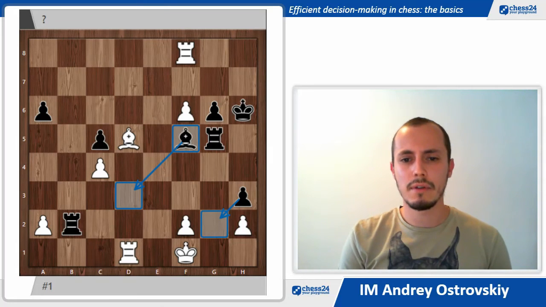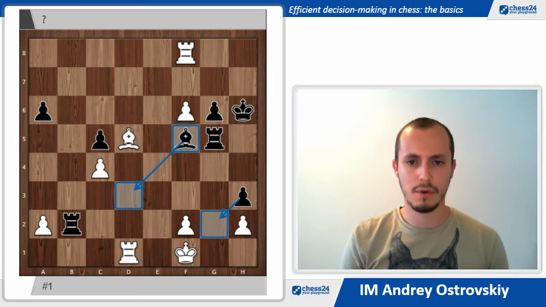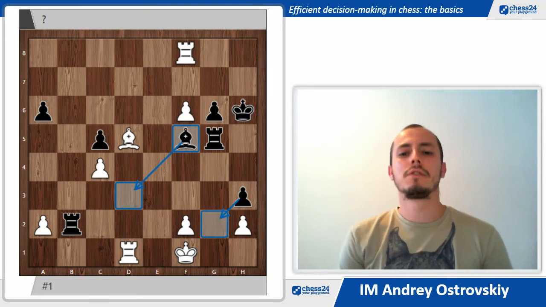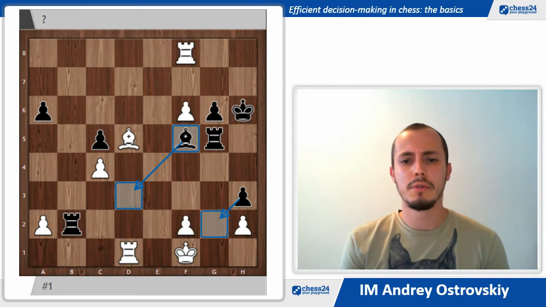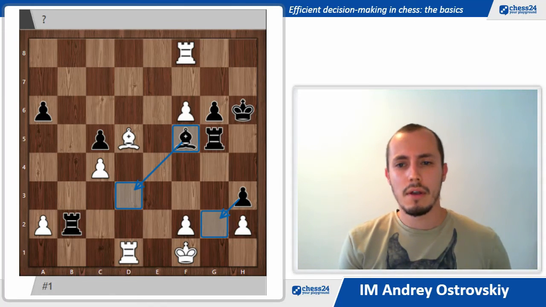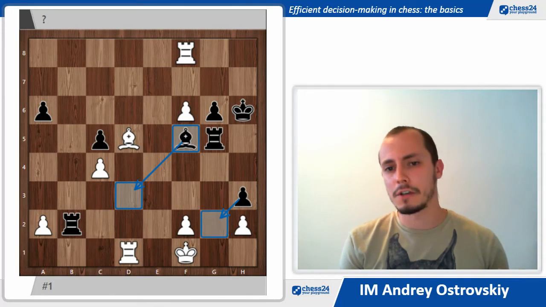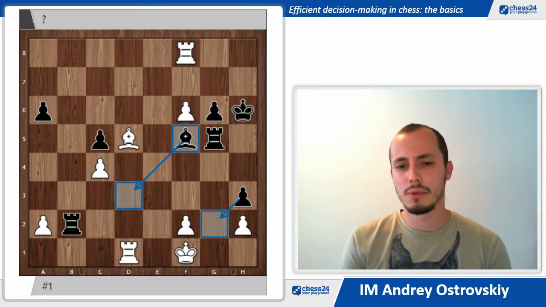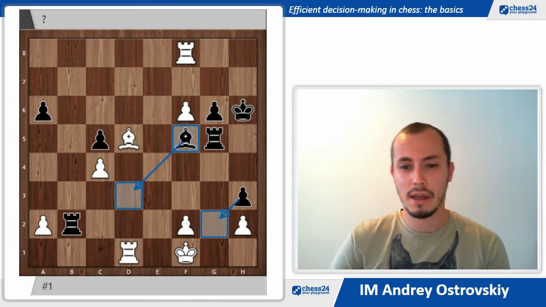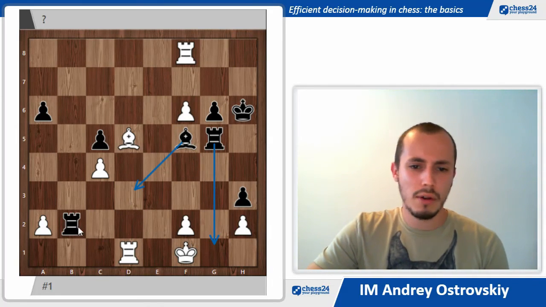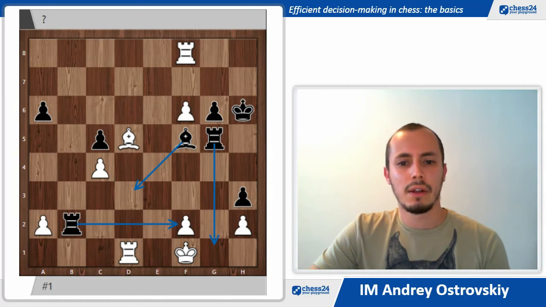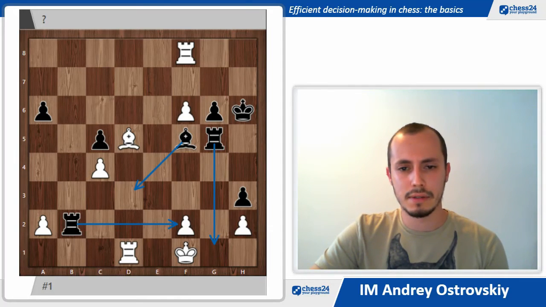We have to focus on forcing continuations here. That means checks, captures, and moves with concrete threats, attacking moves probably. The first is checks, right? Let's have a look at which checks we have. Checks are bishop to d3 and actually rook to g1. Only two checks. Well, of course, rook takes f2 is also a check, and we have to include it in our candidates list just to make sure that it doesn't give us anything concrete.